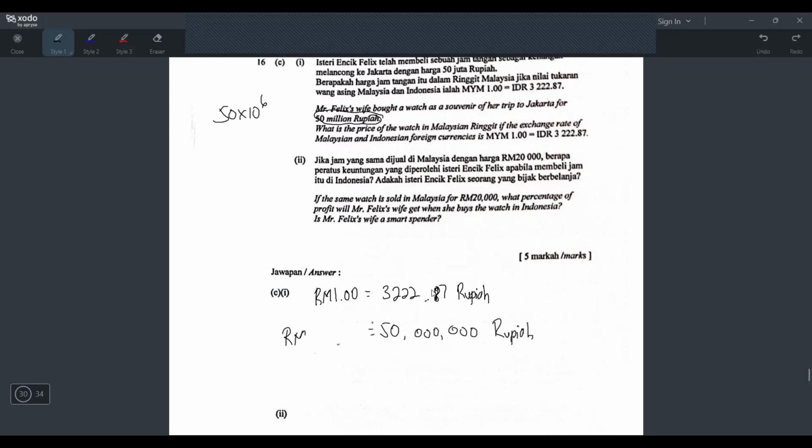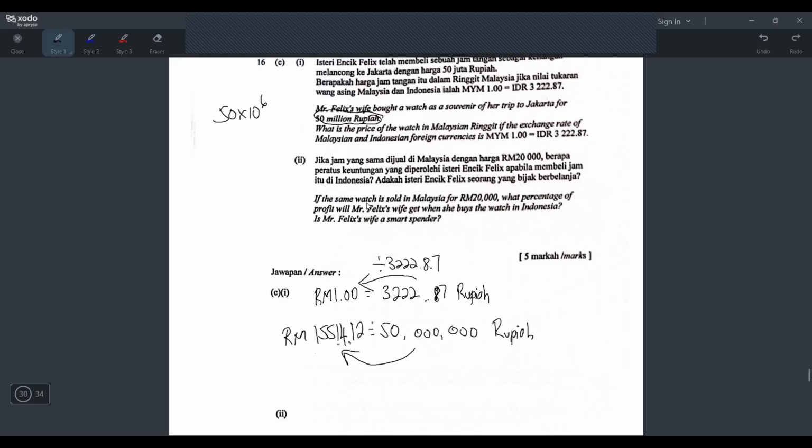It's very simple. How do you convert 3222.87 to RM? You divide 3222.87 by 3222.87 and you will get 1. So how do you convert 50 million to this? You will divide by 3222.87. So use the calculator. 50,000,000 divided by 3222.87. Okay, my calculator gives me 15514.12. You can only write two decimal places because it's a price. So 15514.12. So this is the answer for question 1.